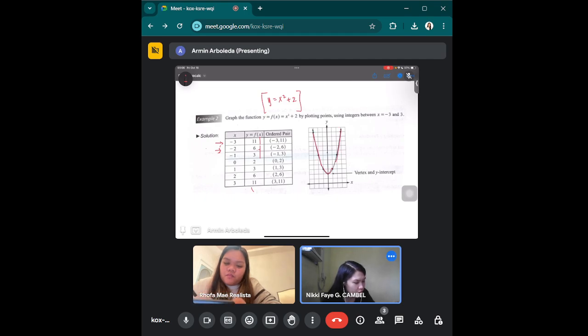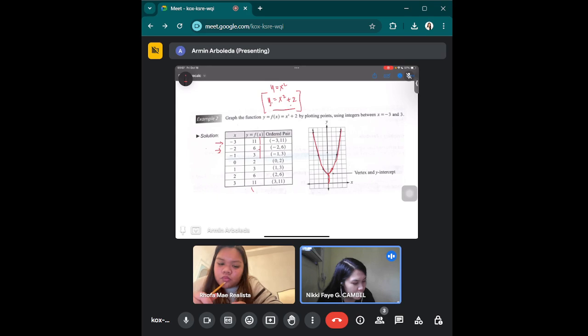So what did you notice? What happened to the parabola compared to the example one? It doesn't touch the line of the x-axis here. It's higher. It went up by 2, right? So our equation earlier was y equals x squared. Okay? This one has a plus 2. So what happened? Your y-axis goes up 2 points.